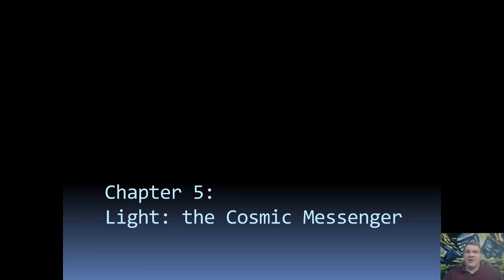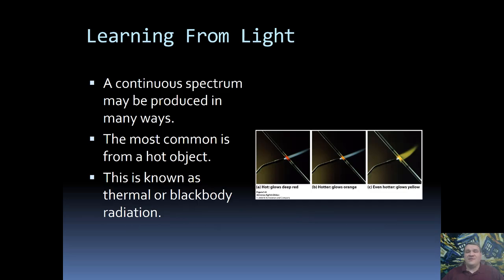The last type of spectrum that we need to discuss is the continuous spectrum. There's actually many different ways to produce a continuous spectrum, but the one that is going to be the most important for us in this class is because of the temperature of an object. As objects heat up, they actually begin to glow. This glowing of a hot object is known as thermal or blackbody radiation.